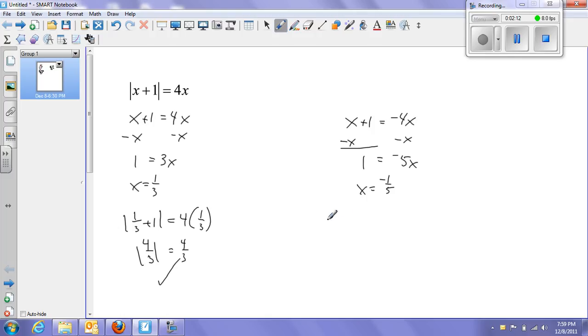How about over on this side? I'm going to check it. I have to put in the absolute value sign. So absolute value of negative 1/5 plus 1, is that equal to negative 4 times negative 1/5? Sorry, that 5 doesn't look like a 5. But this would give me an answer of the absolute value of 4/5. Does that equal, since I'm multiplying a negative times a negative, this would also be 4/5. So absolute value of 4/5 equals 4/5? Yes. So both of these solutions work.